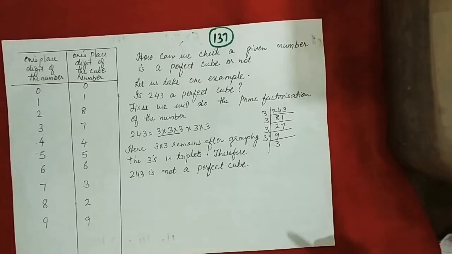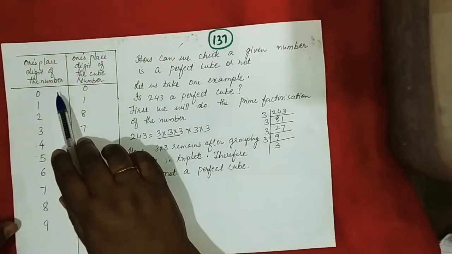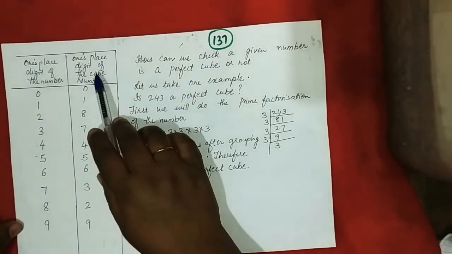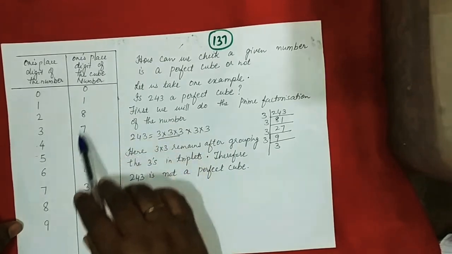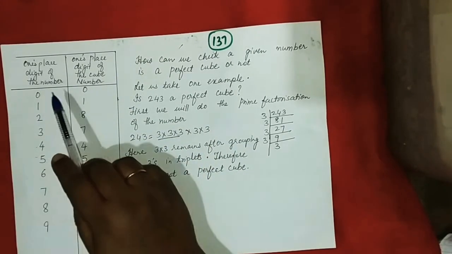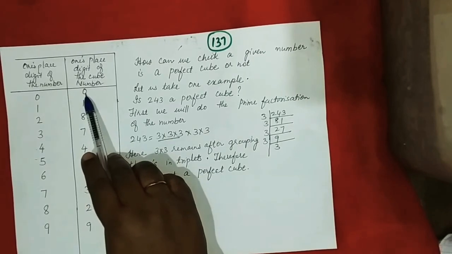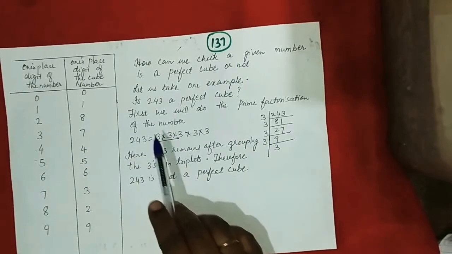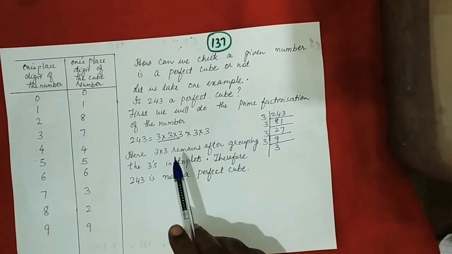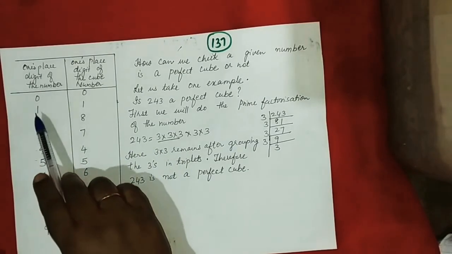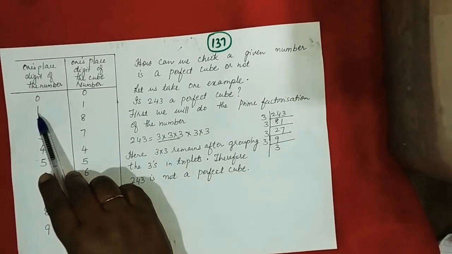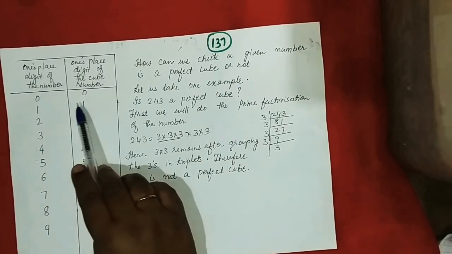Now, the ones place digit of the number is given and the ones place digit of the cube number we have to find out. If 0 is in the ones place of a number, then its cube number's ones place digit will also be 0, because 0 into 0 into 0 is 0 only. Now, if 1 is in the number's ones place, then 1 into 1 into 1 is 1 only.